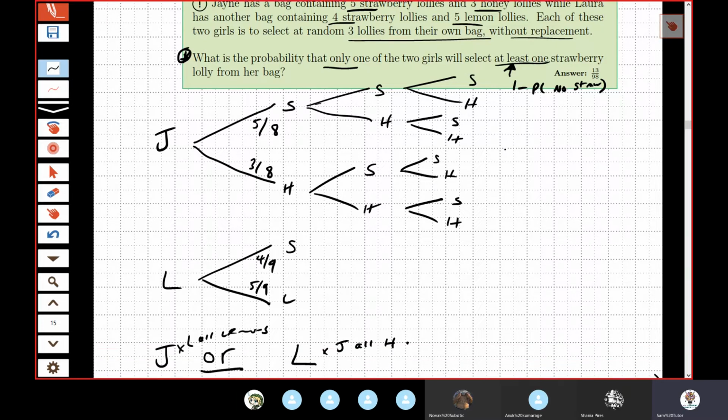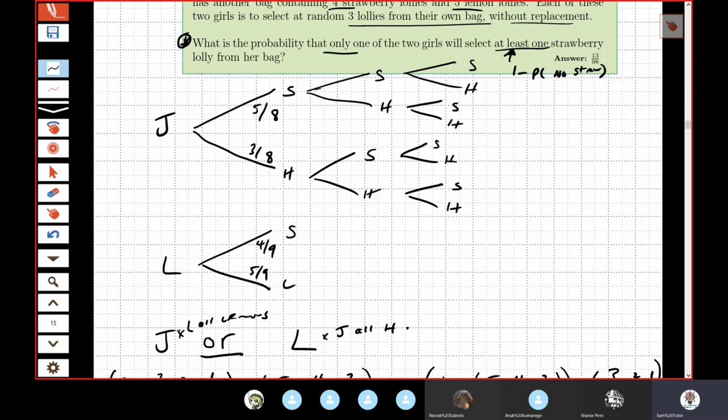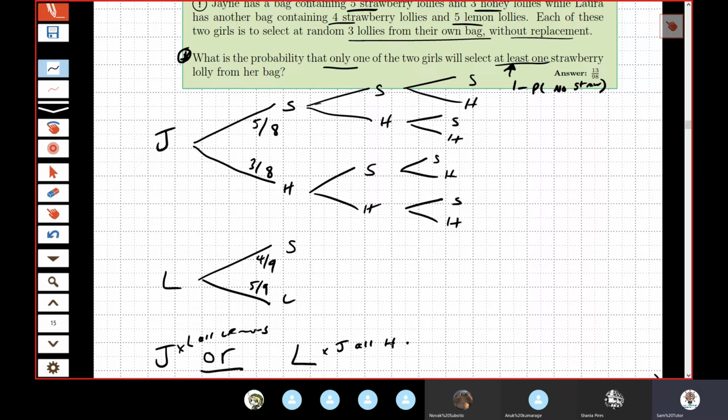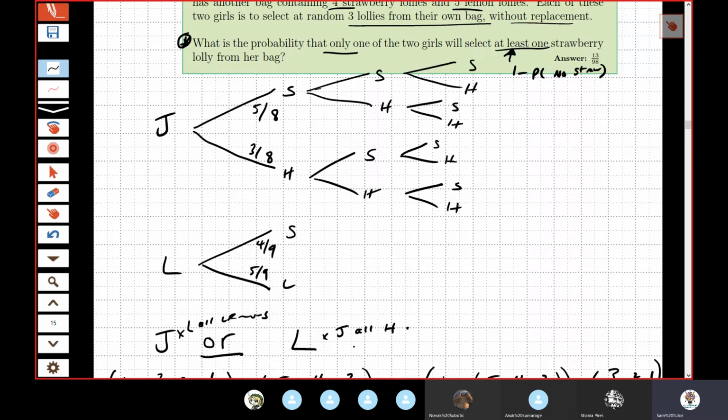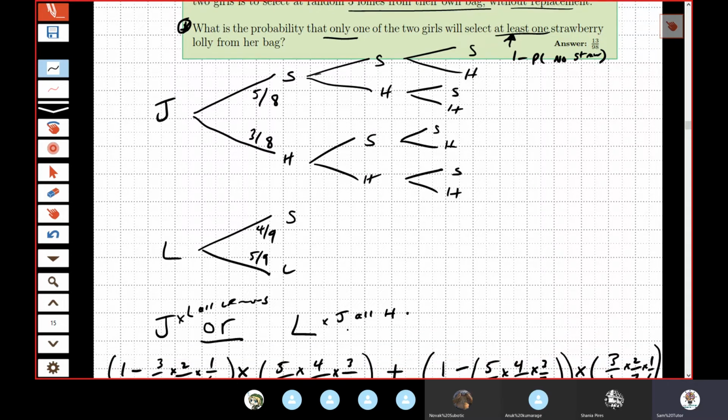All right, let's have a look. This is what I've written. So that means Jane gets the strawberries, or at least one of the strawberries, right? Because there's a lot of cases. And then that means Laura gets all lemons. Or Laura gets the strawberries, and that means Jane gets all of the, what was it? What's H stand for? Honey lollies. So Jane gets all the honey lollies, which makes sense.